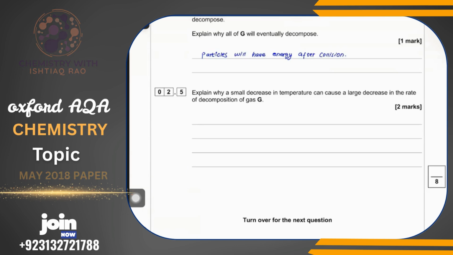Why a small decrease in temperature can cause a large decrease in the rate of decomposition of gas G. A smaller fraction of the particles reach their activation energy, or something like that.